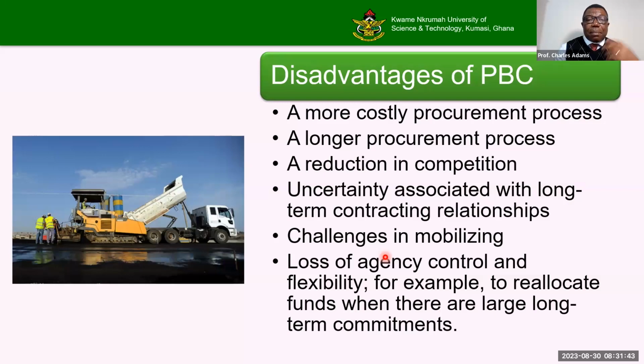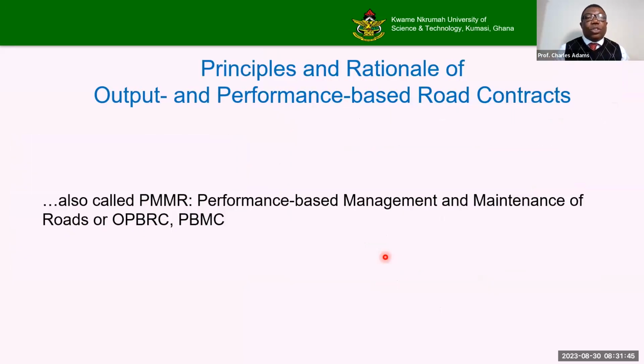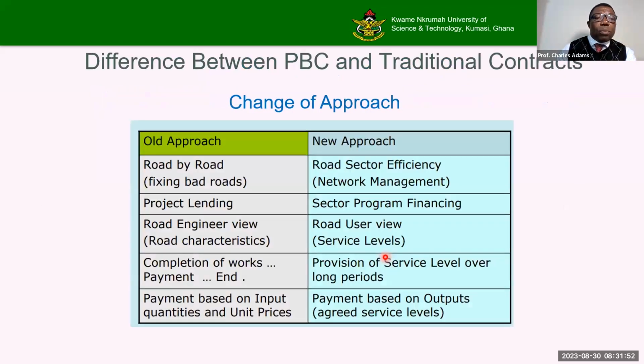So let me gain some time and skip some of the slides. I want to now show some principles of PRC. So we've talked about it. The old approach is road by road, fixing roads. The new approach is road sector efficiency. So let's manage the network, so we can give more roads to one contractor. Project lending, sector program financing.